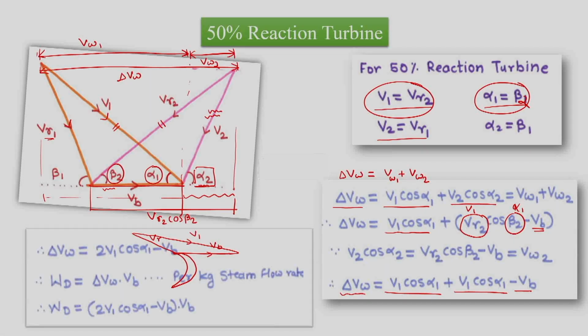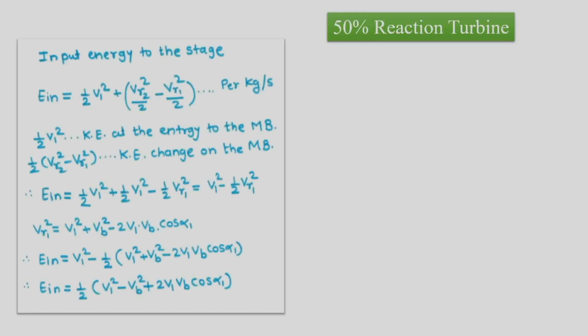Then this leads to the next step, which states that there is 2V1 cos alpha 1 minus VB, that is the delta VW. So we can use delta VW to find out what is the work done in a stage per kg of steam flow rate. Otherwise we have to multiply by steam flow rate. So this is delta VW into VB. So we have work done in a stage is equal to twice V1 cos alpha 1 minus VB into VB. So this is the work done by the 50% reaction turbine.